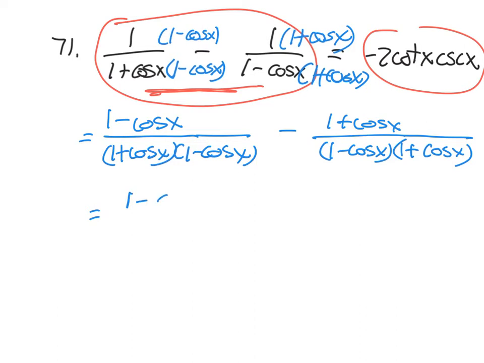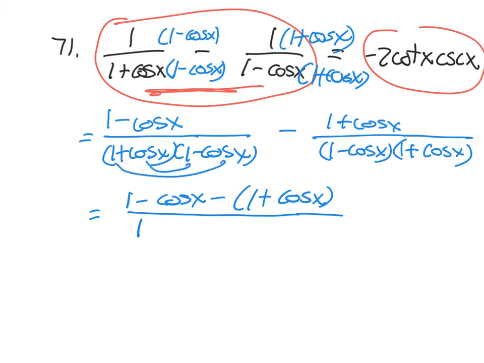Now, 1 minus cosine, I would subtract from it 1 plus cosine when I combine the two fractions together. And then my denominator, if I FOIL it, it's going to be 1 and then a plus cosine and then a minus cosine. So that's going to add up to 0. And then a negative cosine squared x.